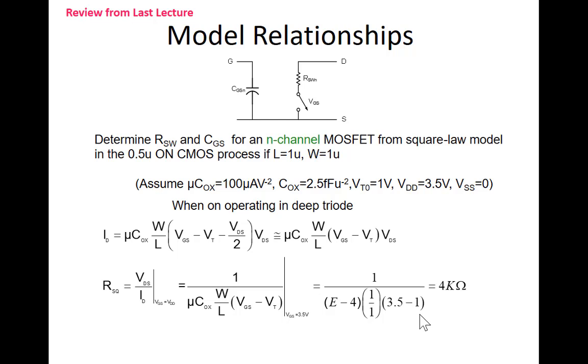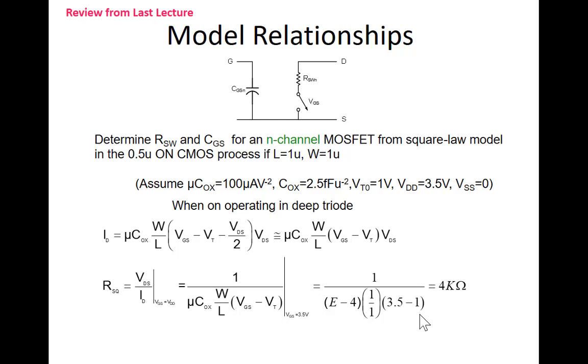Is it Cox? Whatever area is your device, times area, right. Cox times W times L is the capacitance between the gate and the channel when that inversion layer is there. So that's the capacitance density, which is Cox. So in this case, it will be Cox, which is 2.5 femtofarads per square micron, and the area was assumed to be 1 square micron. So the CGS will be 2.5 femtofarads.